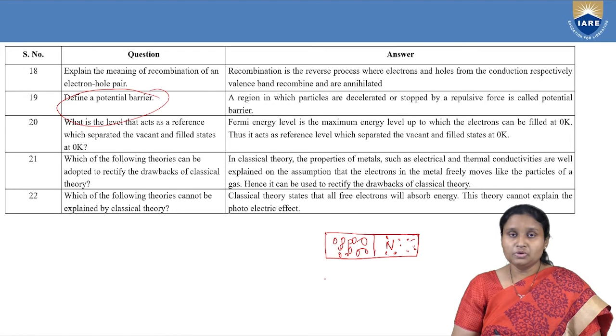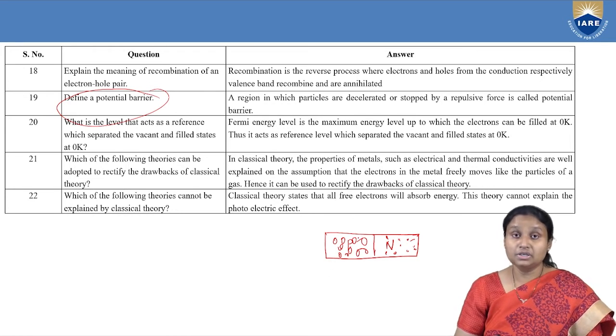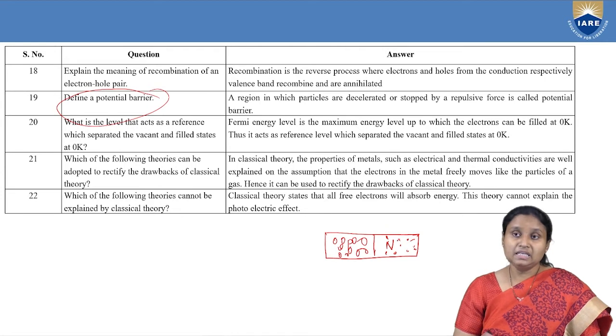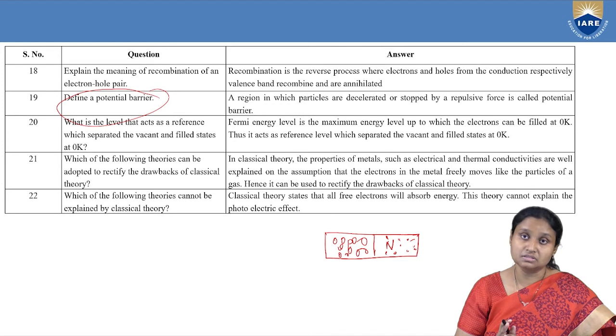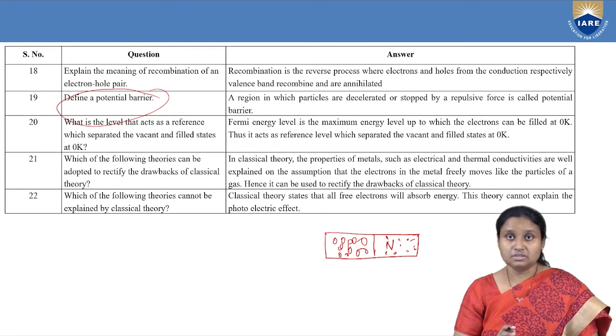So what we are going to observe here is that holes try to diffuse from the P side to the N side, and similarly, electrons try to diffuse from the N side to the P side. This is called the diffusion process. What is diffusion? It is the flow of charge carriers from a higher concentration region to a lower concentration region.